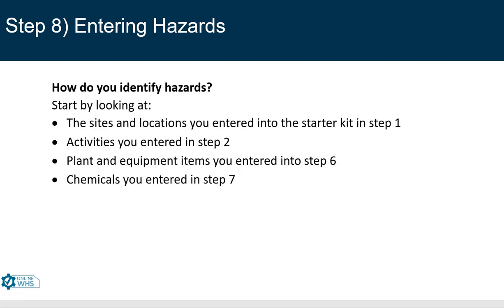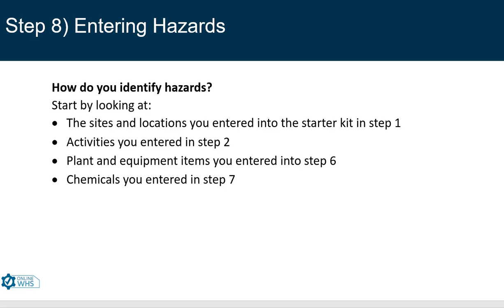So how do we identify hazards? Well, the reason why hazards is step 8 is because we needed to get all the previous information into the system first. So start looking at your sites and locations that you entered in step 1, the activities you entered in step 2, the plant and equipment items you entered in step 6, and the chemicals you entered in step 7. From these 4 areas, you should be able to identify hazards and risks to your employees, contractors and volunteers. Then you need to assess them and develop control measures to reduce the likelihood of an injury.